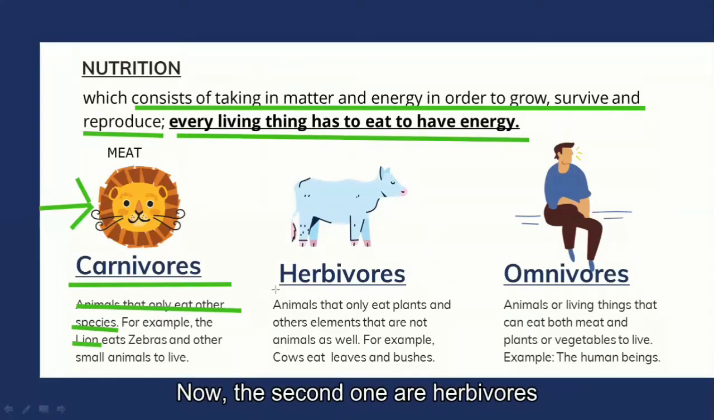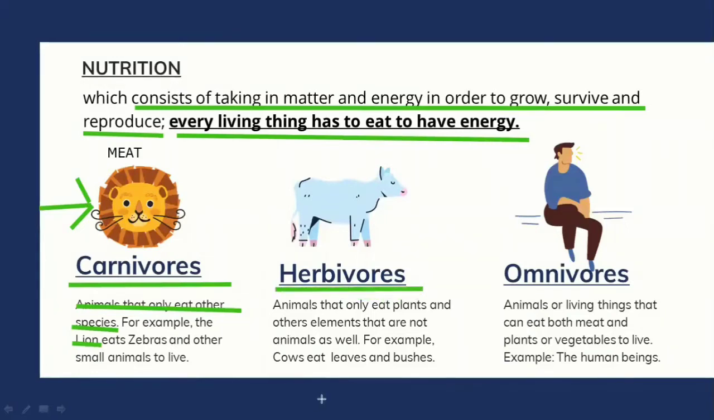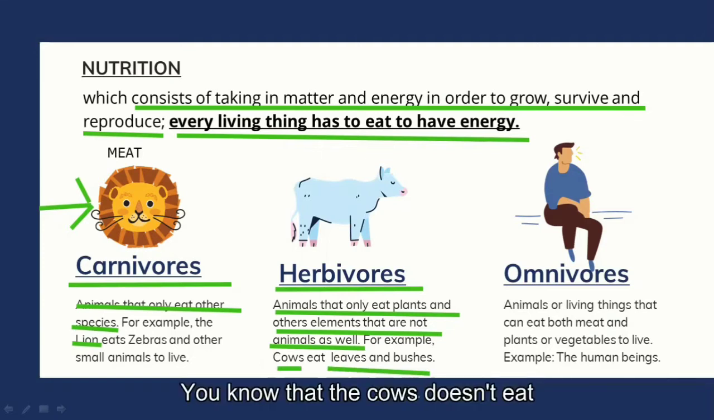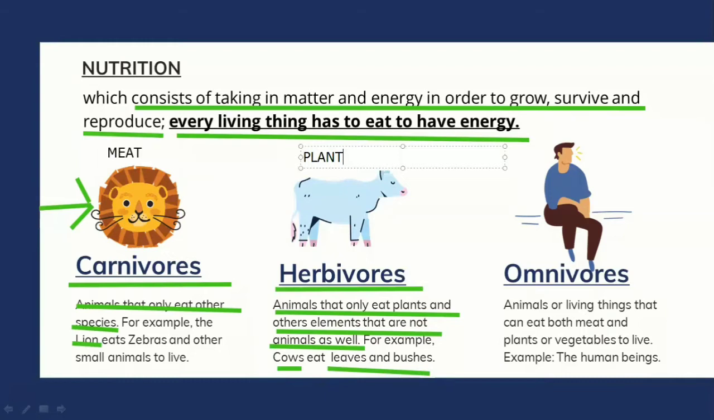Now, the second one are herbivores. What does an herbivore do? Easy. There are animals that only eat plants and other elements that are not animals. For example, cows eat leaves and bushes. You know that cows don't eat animals. They eat plants. So they eat plants and vegetables.